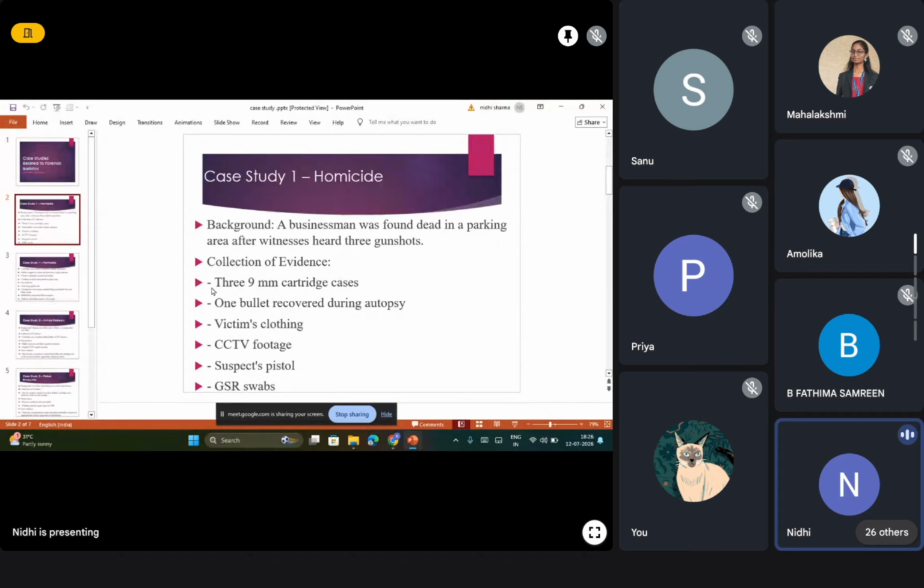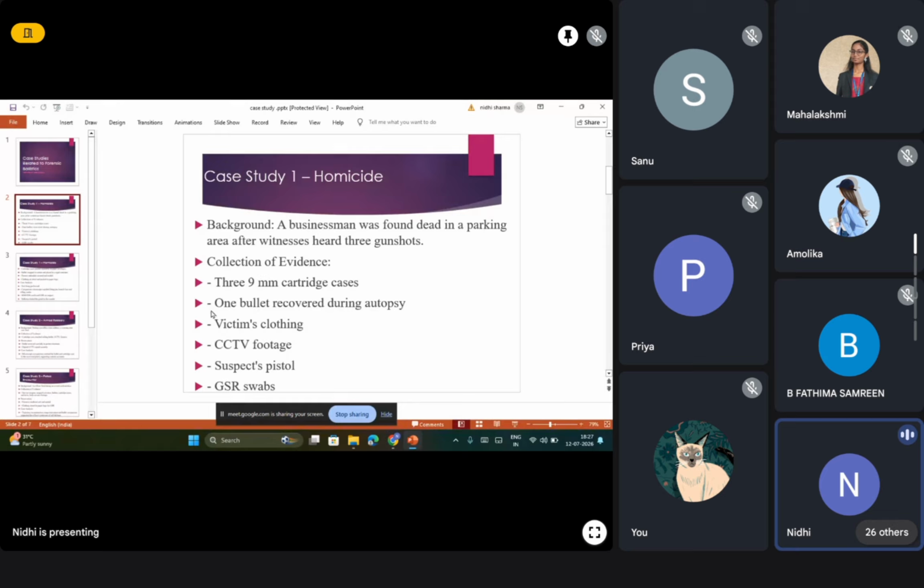Yes. We are saying 3 9mm cartridge cases, which means the cartridge cases got ejected. We found 3 9mm cartridge cases, but we didn't find 3 bullets. So in this case, one shot was fired in the air, wind deflection. The other shot was fired into some car. Then the third shot went to the person, and that bullet was recovered during autopsy.